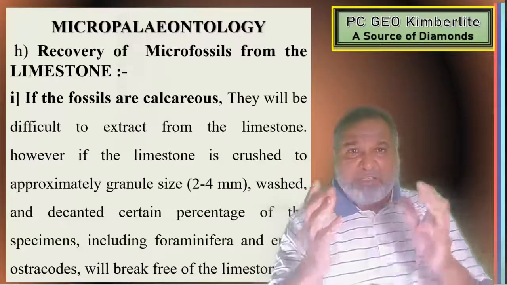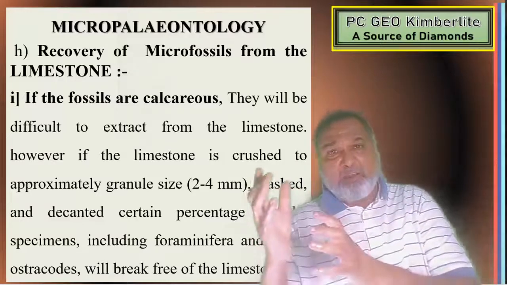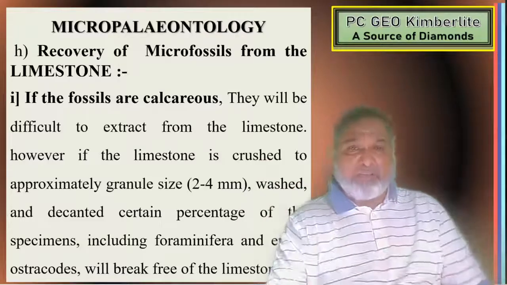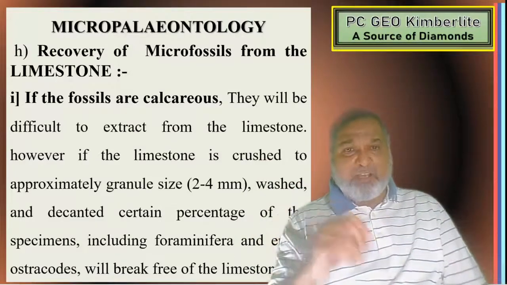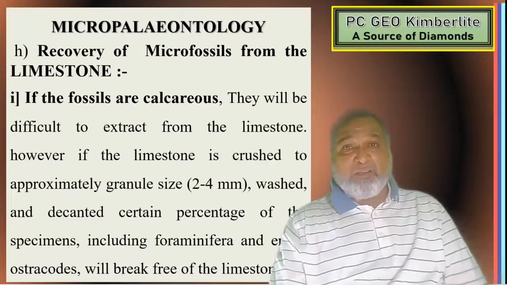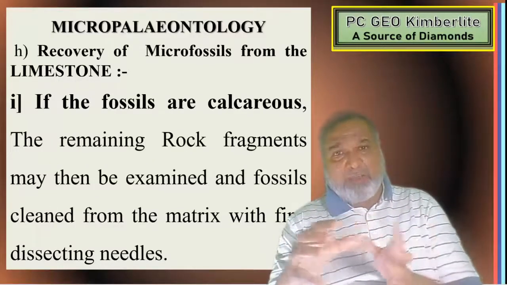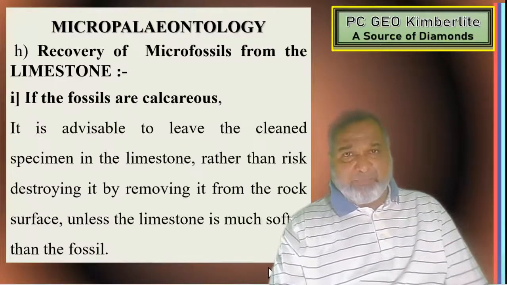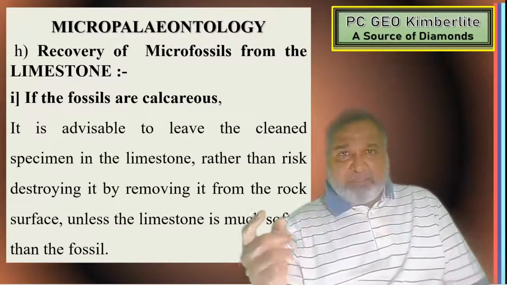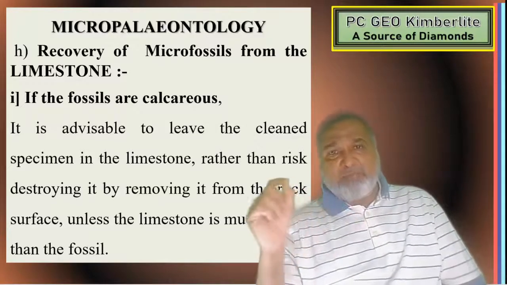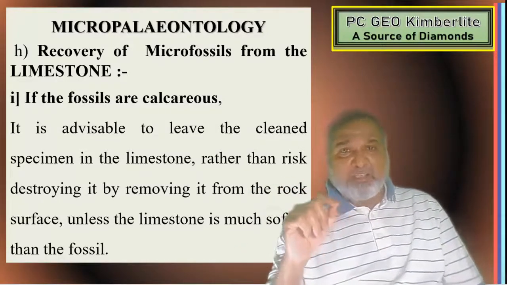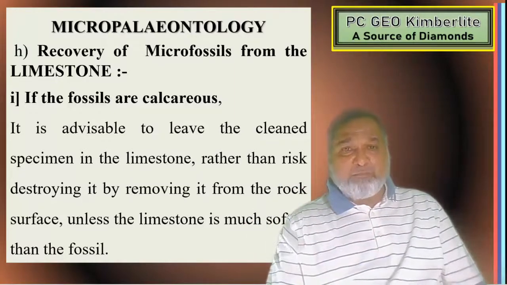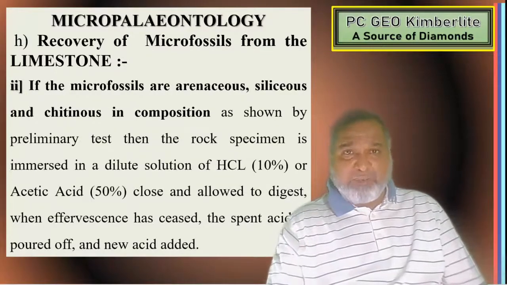However, if the limestone is crushed to approximately granule size, 2 to 4 mm, washed and decanted, a certain percentage of the specimens, including foraminifera and entire ostracods, will break free of the limestone. The remaining rock fragments may be examined and the fossils cleaned from the matrix with a fine dissecting needle. It is advisable to leave and clean the specimen in the limestone rather than risk destroying it by removing it from the rock surface, unless the limestone is much softer than the fossil. That you have to check.